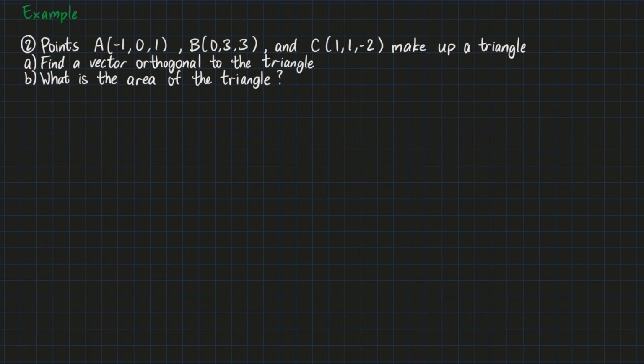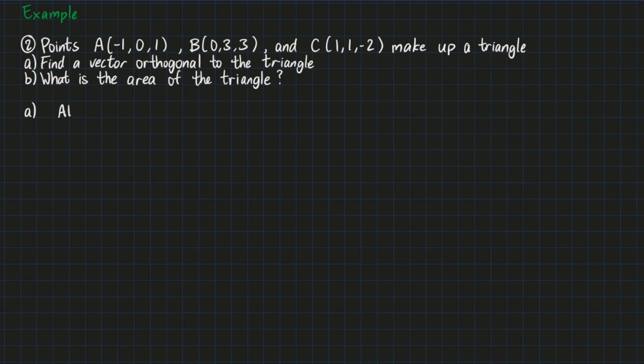Okay, so let's do example 2. Points A (-1, 0, 1), B (0, 3, 3), and C (1, 1, -2) make up a triangle. Find a vector orthogonal to the triangle, and what is the area of the triangle? So we can choose any point we want. Let's say we choose point A. Point A is connected to two sides of the triangle, and those two sides we can make vectors AB and AC, since they share the same initial point A.